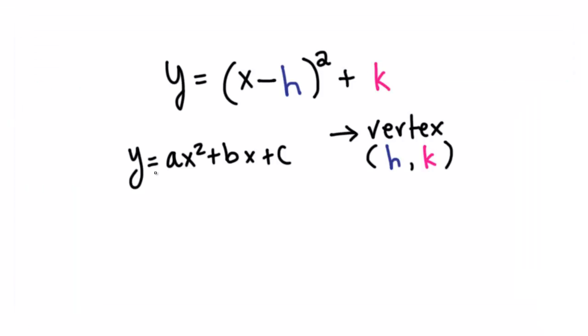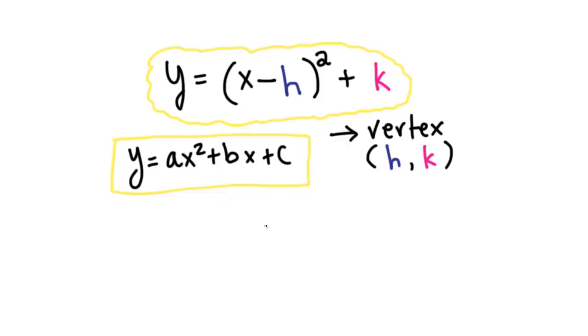Hi everyone, for this lesson I'll show you how to use this equation y equals (x minus h) squared plus k to find the vertex of a quadratic equation of the form y equals ax squared plus bx plus c. And we're going to do that using the method of completing the square.